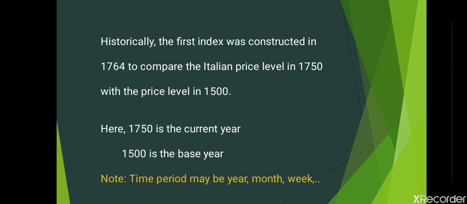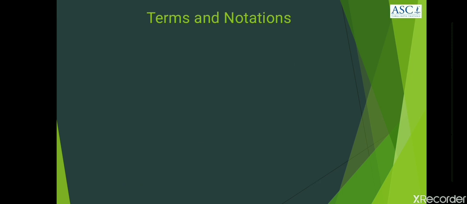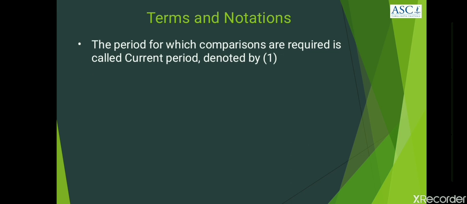Similarly, time may be year, month, week, day, etc. Next stage is to learn some basic terms and notations. First one, meaning of current period. The period for which comparisons are required is called current period. It is denoted by 1. In the earlier example, year 1750 was the current year, means current period.